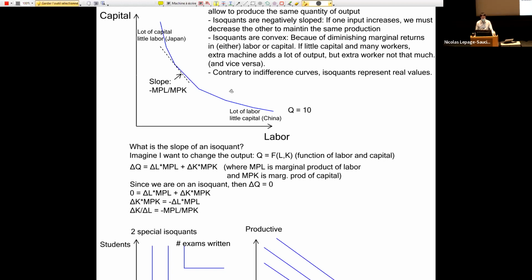Yes, so the word I appreciate in your answer is expensive. So that's the question. How much does it cost me to hire somebody, or how much does it cost me to use some more capital? So let's introduce the last piece of the puzzle, which is prices. So let's go ahead and do that.